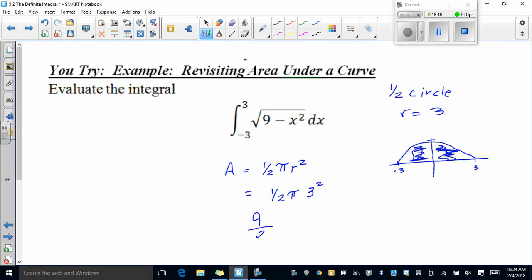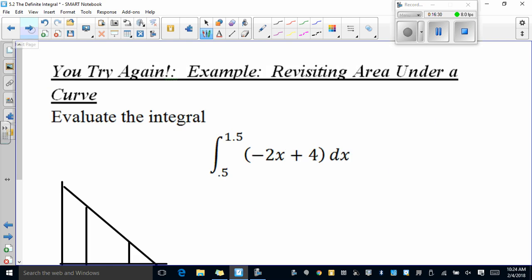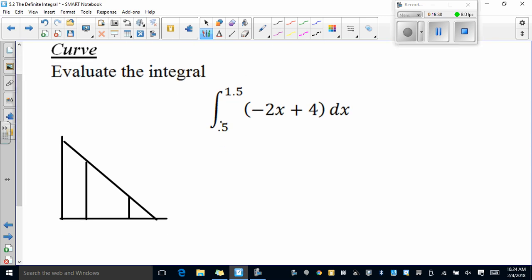So like this one here, they ask you to evaluate, revisit area in the curve, evaluate the integral of 0.5 to 1.5 of -2x plus 4. So this is going to be my y-axis, this is going to be my x-axis, and what I did here is this is 0.5. So I really should have another little point here as being 1. This would be 3/2 or 1.5, and then this is 2. And then I'm going to state this guy to be 4 here. And so that would make this guy around 2. So this would be 3, and this would be 1.